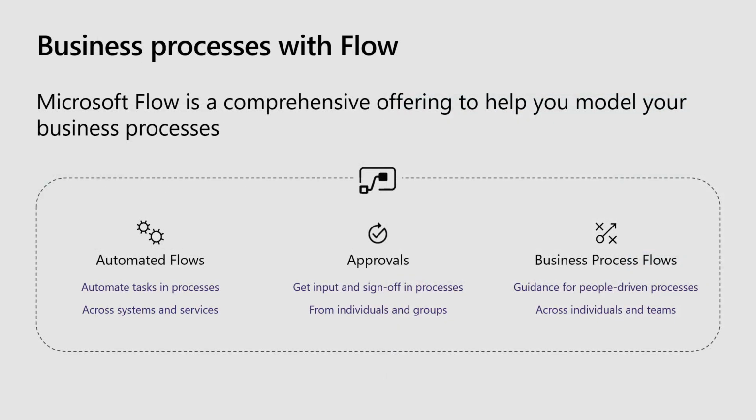So, to very quickly summarize, what we've just seen is that Microsoft Flow really does provide you with a comprehensive offering to help you model your business processes. You can use automated flows to automate tasks across services, over 250 connectors available out of the box. You can use approvals to get decisions from people inside of your automated flows, and use business process flows when you need to have guided interactions on manual tasks.